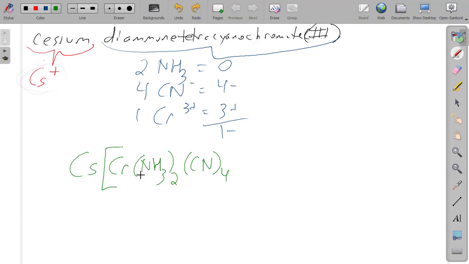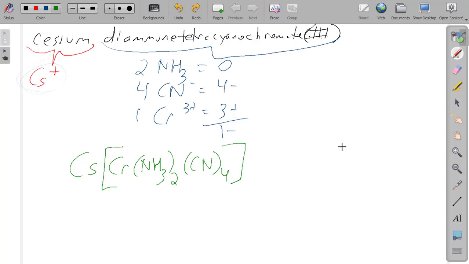if they're monoatomic ions, then they only have the subscript after them. But if they are polyatomic and there's more than one, you have to enclose them in parentheses, by the way. So that's why NH3 being polyatomic has to be in parentheses sub 2. CN is polyatomic, so parentheses sub 4. Then we can close that.